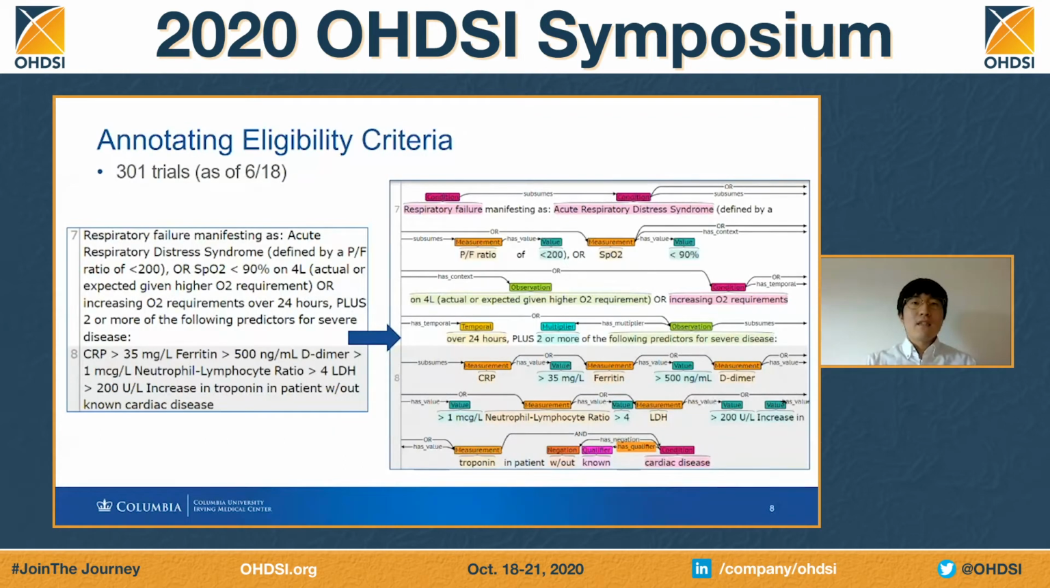As of June 18th, there were 301 interventional trials in the United States for COVID-19 patients. This figure illustrates how we annotated the criteria. Eligibility criteria are basically free text written by each study personnel, so we annotated each concept and value in accordance with the annotation model, which was designed to sufficiently extract the related information in criteria. Each color indicates a different concept type, including conditions, medications, lab tests, procedures, and demographics.